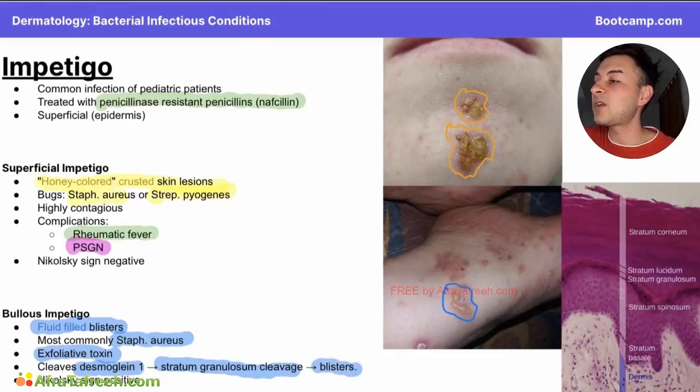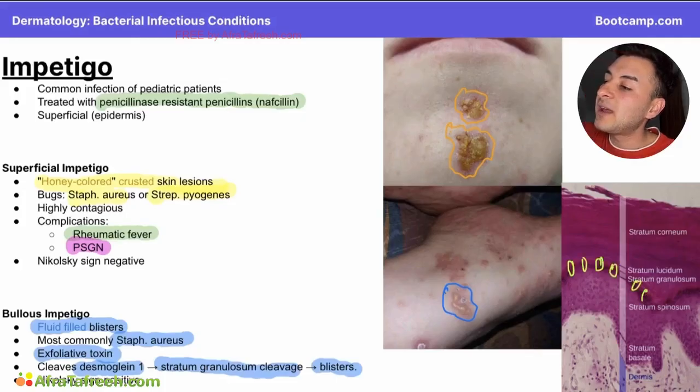If I model this for you guys here, I'm going to use this bright green ink because it shows up nicely. Here's the stratum granulosum. You can imagine desmosomes all throughout here. And this exfoliative toxin, which I'm going to make here in red, comes through and basically cleaves these desmosomes, and it leads to blistering pathology. And that's what's going to lead to Nikolsky sign positive blisters.